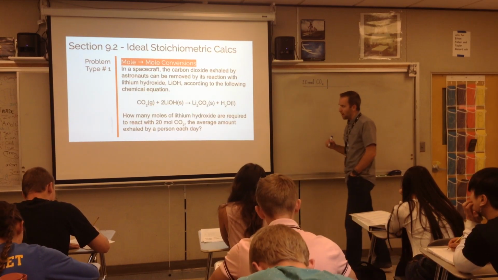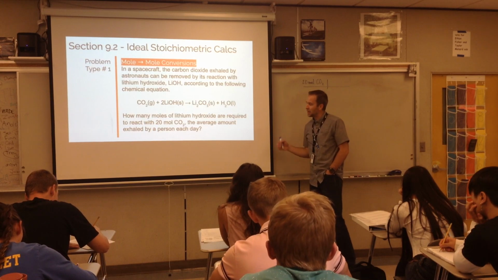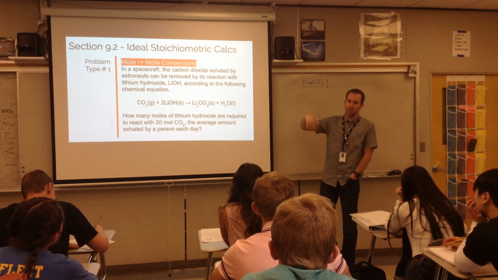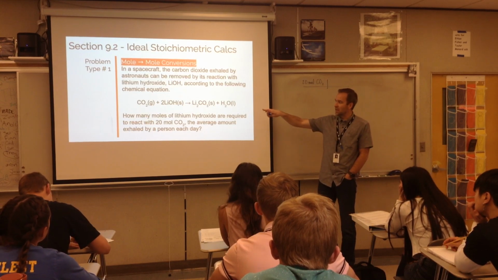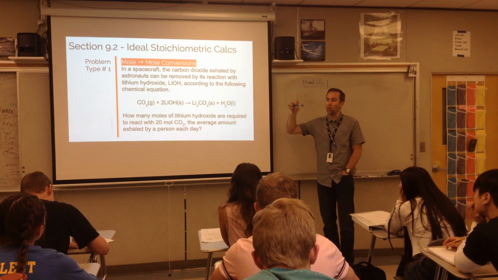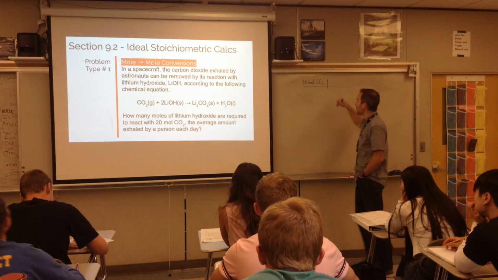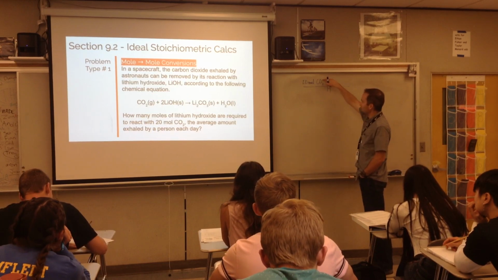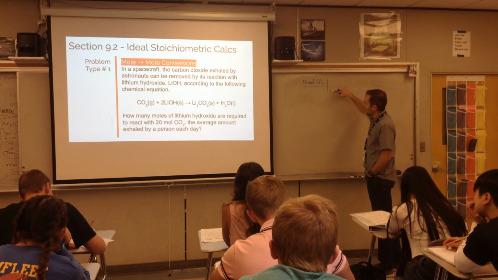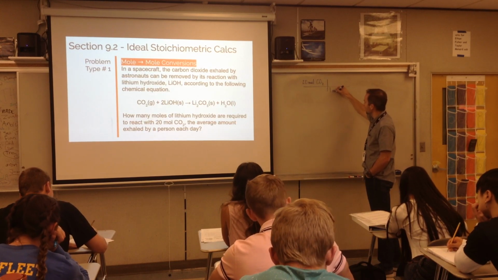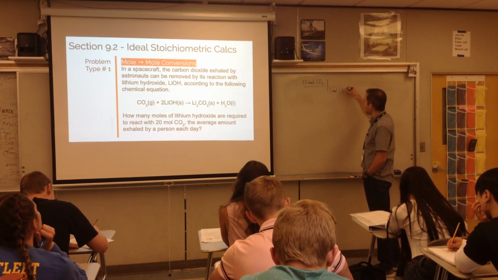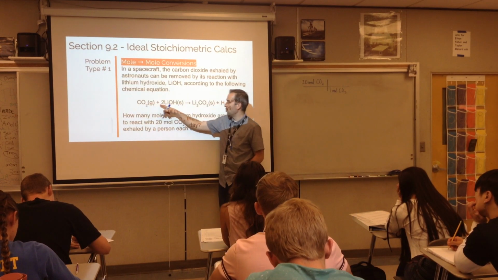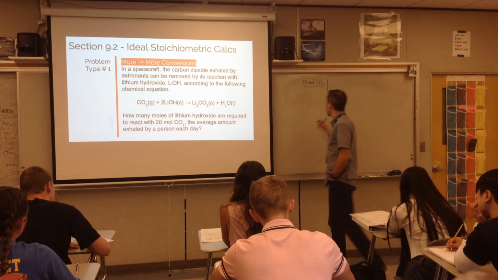So I'll go to my balanced chemical equation. I need the ratio between carbon dioxide and lithium hydroxide, which in this case is 1 to 2 or 2 to 1. Depends on how you want to approach that. I have carbon dioxide here, so carbon dioxide is going to go down here. In this case, it's 1 mole of carbon dioxide. My coefficient here is 1. Requires 2 moles of lithium hydroxide.